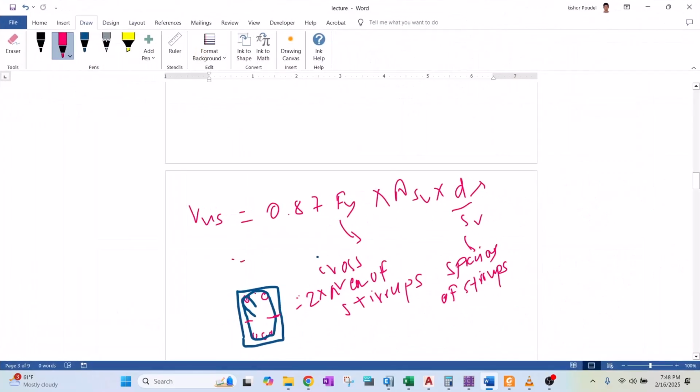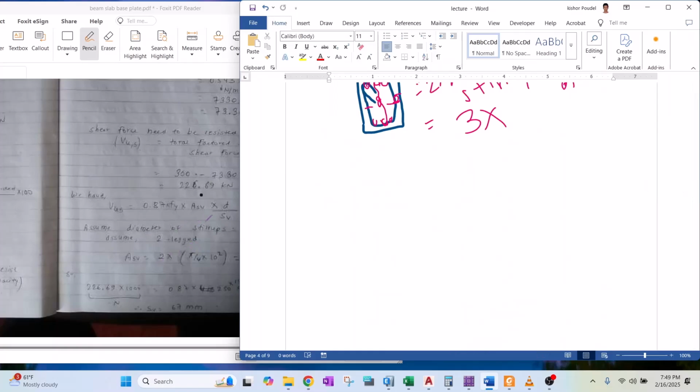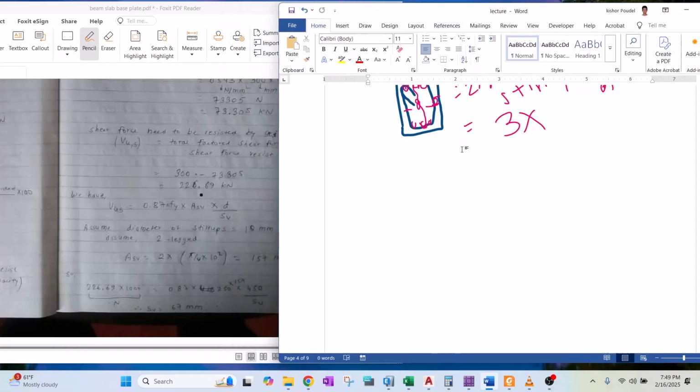If you provide another leg here like this, then you should multiply the cross-section area of the stirrup by 3, because you provide here 3 leg stirrups. Okay, so if the shear force is large, you may have to provide 3, 4, up to 5, 6 leg stirrups. In this case, we just assume that the number of legs of the stirrups is 2. If it is not sufficient, then we will add another leg to resist that shear force.